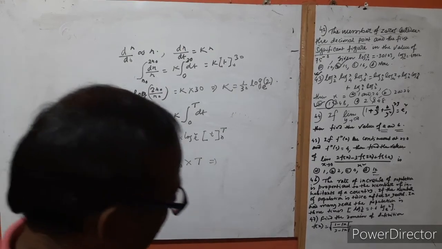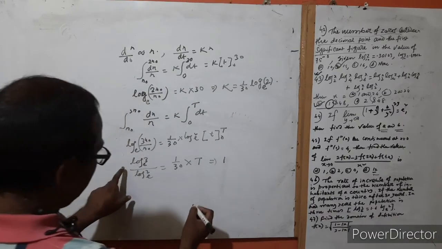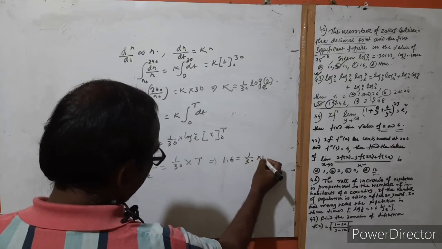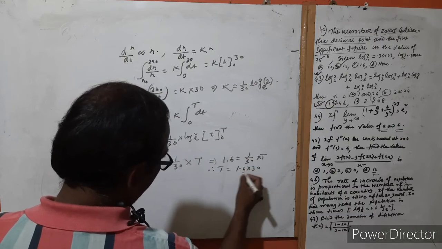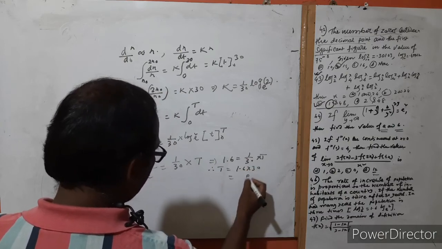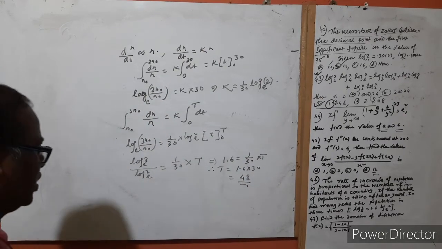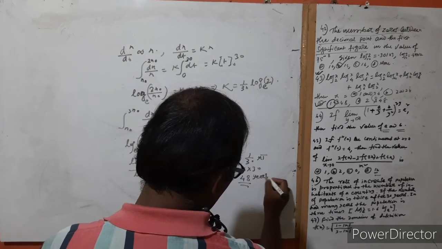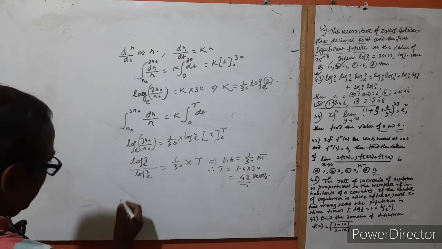Given that log 3 divided by log 2 is equal to 1.6, so this value is 1.6, and this is 1 by 30 into t. Therefore t is equal to 1.6 into 30, which is 48 years. After 48 years the population will be thrice.